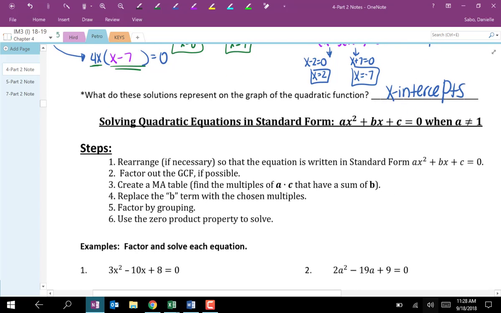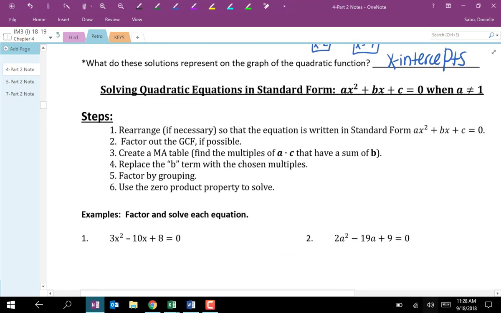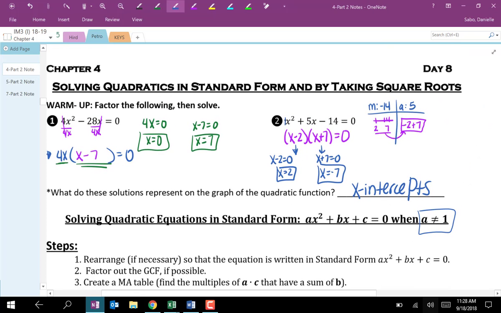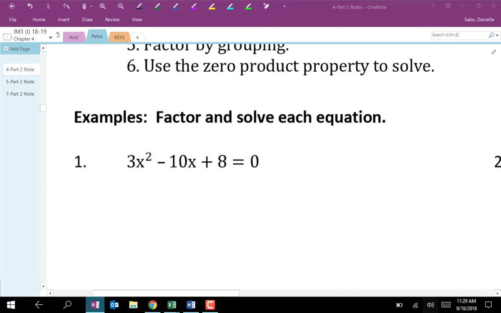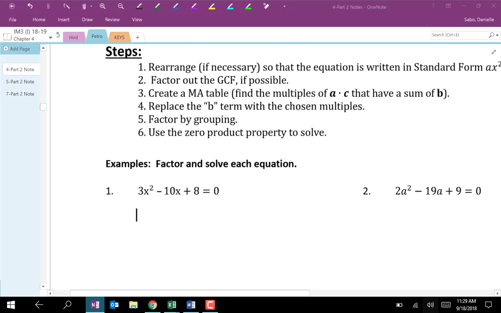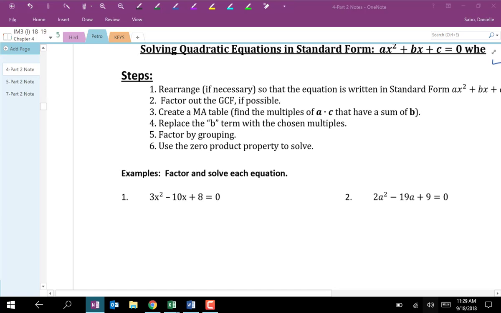Okay? So solving now when a is not 1. So this is new. So it's the same kind of concept, but now that a value is not 1. If you look up here like I talked about, here, a is 1, which is right here. However, if I scroll down here, a is not 1, it's 3 in this situation. So that makes a huge difference. If a is not 1, we have to do this thing called factoring by grouping.